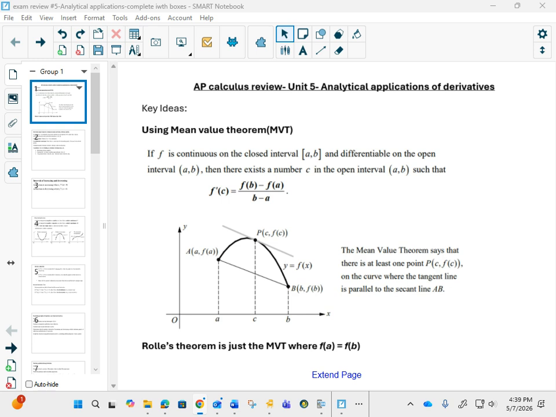What the MVT means is if you take the average rate of change between the endpoints, there has to exist some point in between where the slope of the tangent line is the same as the average rate of change, or the secant line. And Rolle's theorem is just the mean value theorem where you turn it flat. If you went from this point to this point where it's flat, there's got to be a maximum or minimum somewhere in between.